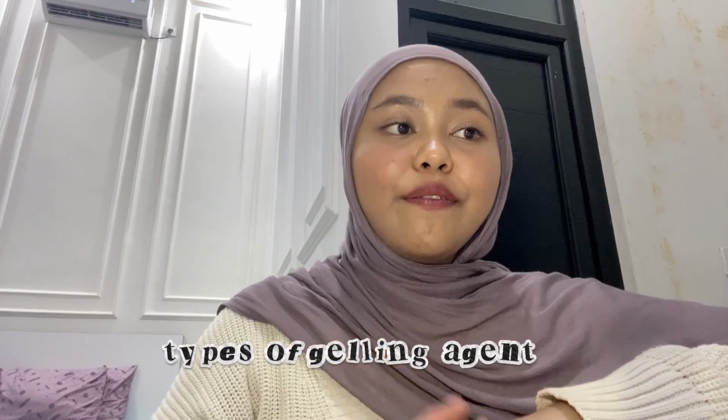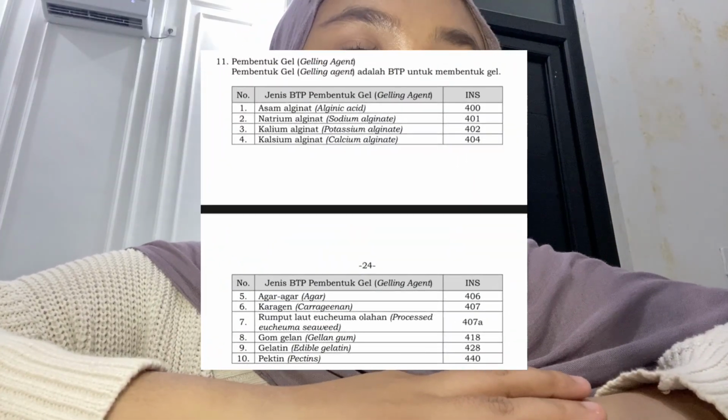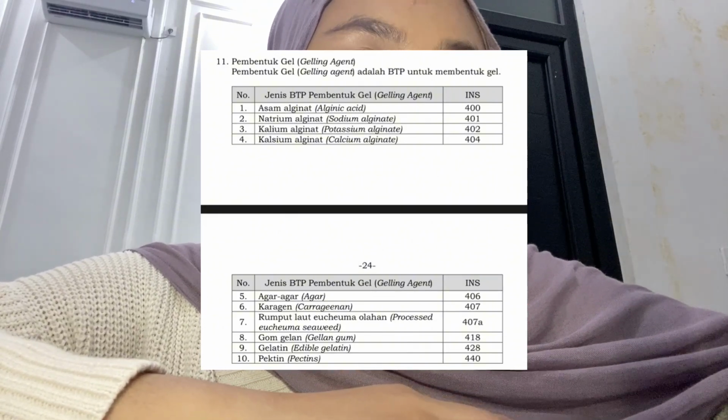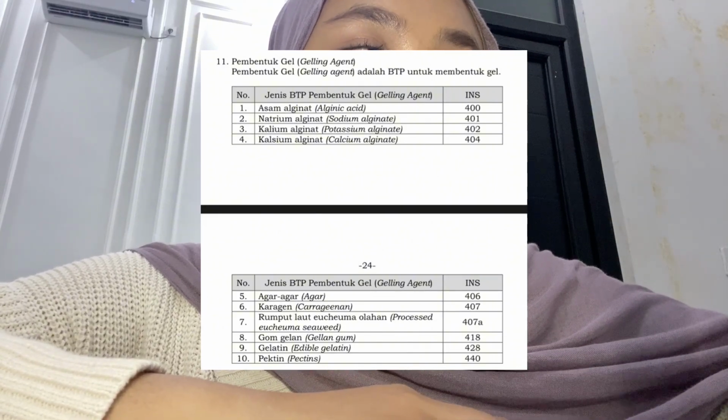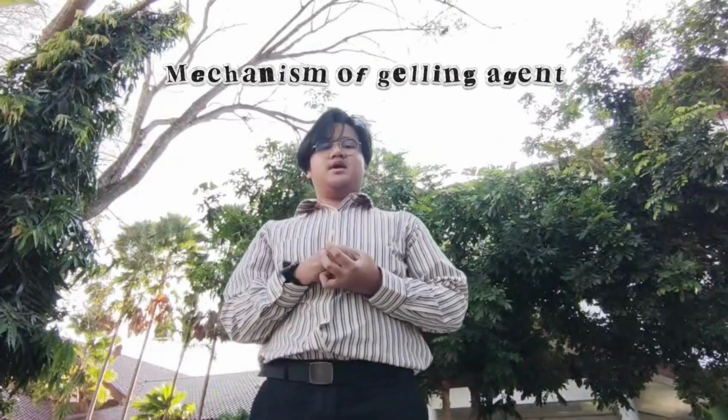According to regulation number 11 of 2019 issued by the Indonesian National Agency of Drug and Food Control, or we call it BPOM, there are only 10 types of gelling agent that are permitted for use. The first one is alginic acid, sodium alginate, potassium alginate, calcium alginate, agar, carrageenan, processed Eucheuma seaweed, gellan gum, edible gelatin, and pectins.